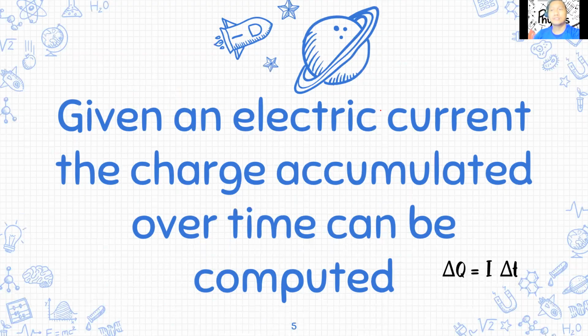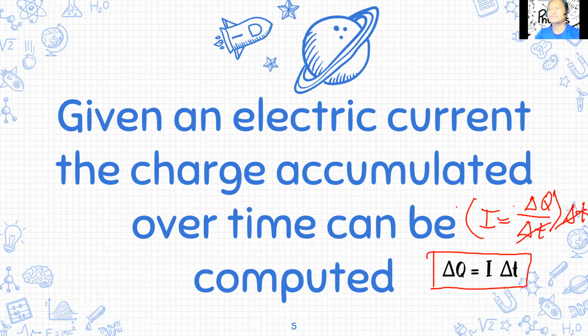Given an electric current, the charge accumulated over time can be computed. So from I equals delta Q over delta T, you just multiply both sides by delta T, it cancels on one side, but delta T remains on the other. So that is why we have this.